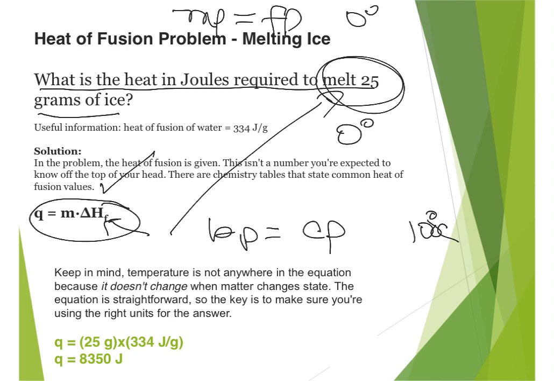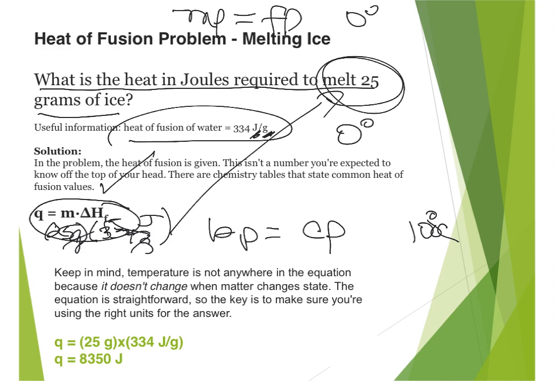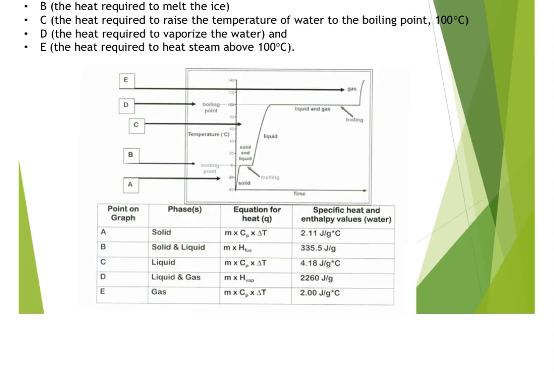You were given the heat of fusion of water. Pay attention to the units. It's joules per gram, so we will multiply by mass. So all we do now is take the mass given to us, 25 grams, and multiply it by the delta H of fusion, 334 joules per gram. Grams cancel, just multiply them together, and you get that the heat required to melt that much water is 8,350 joules.